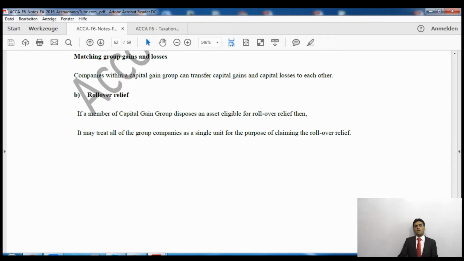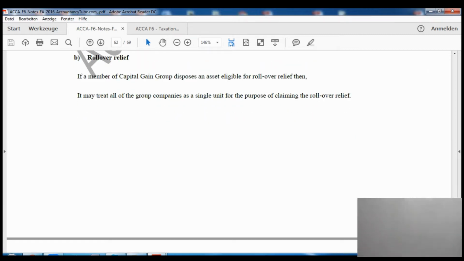So for example, if I am a company, I have a gain instead of a loss, I can set off my gain against the other company's losses. If I have a loss, I can set off the loss against other companies' profits. So I can do it both ways. Right? After that, it says rollover relief.